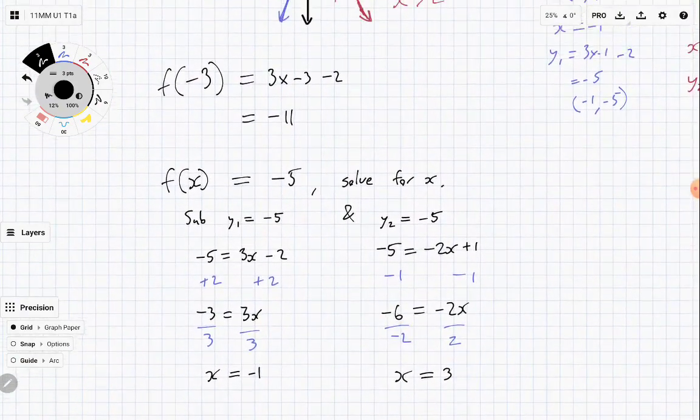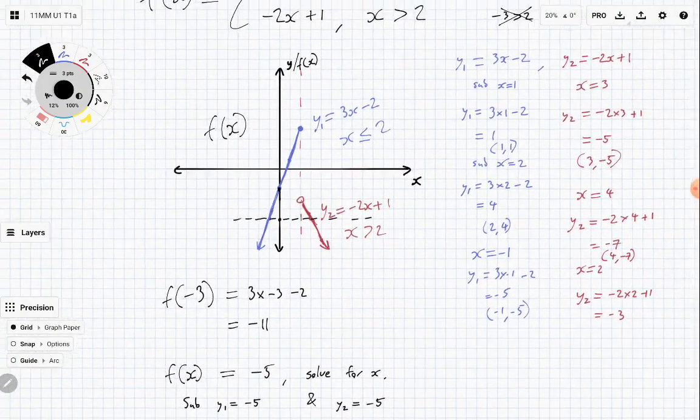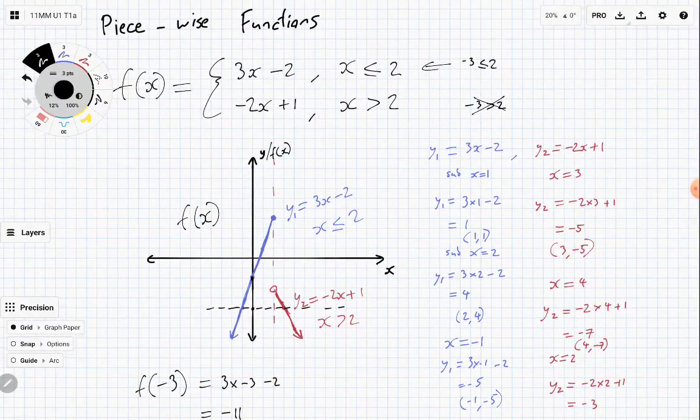So here was quite a rushed introduction into piecewise functions and how to use them. We're going to be looking at these quite a bit.